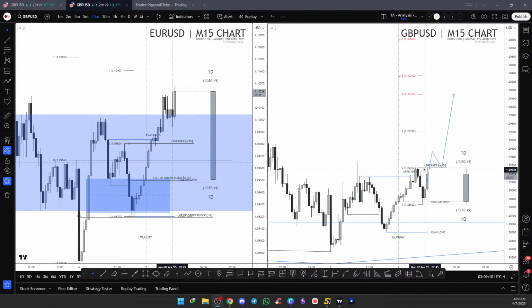Right now I'm looking for a close above this breaker right here. If it closes above this high, then I'll be looking for an entry from the breaker, and I'll target 2 standard deviation here. 1.30152 will be my target in GU if price closes above this level right here. We have another 5 minutes and 30 seconds left for this candle's close, and I am expecting it to close higher.